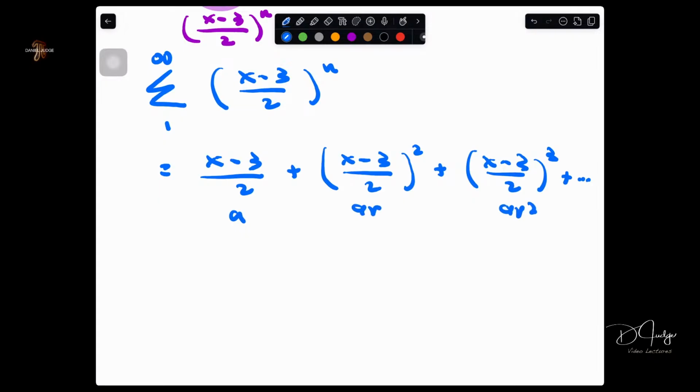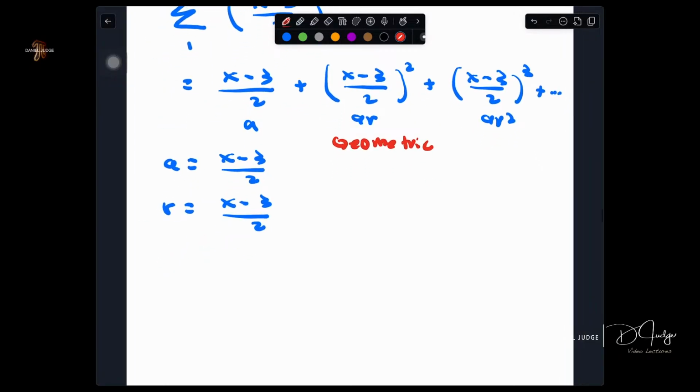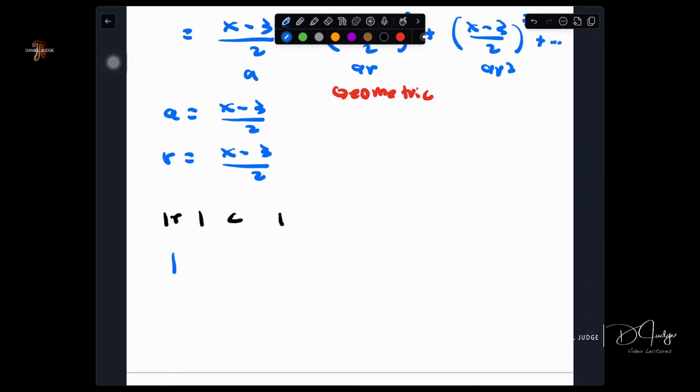AR squared. You're going to find that this is geometric, where the A term is x minus 3 over 2. The R term is x minus 3 over 2. So this is going to be a geometric series. You'll get convergence for the absolute value of r being less than 1, which means the absolute value of x minus 3 over 2 needs to be smaller than 1 for convergence.